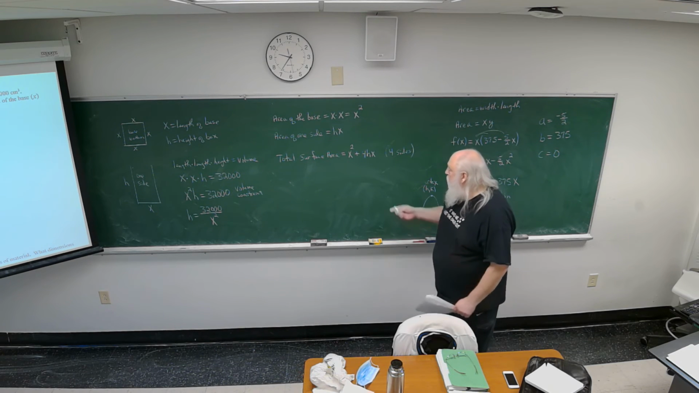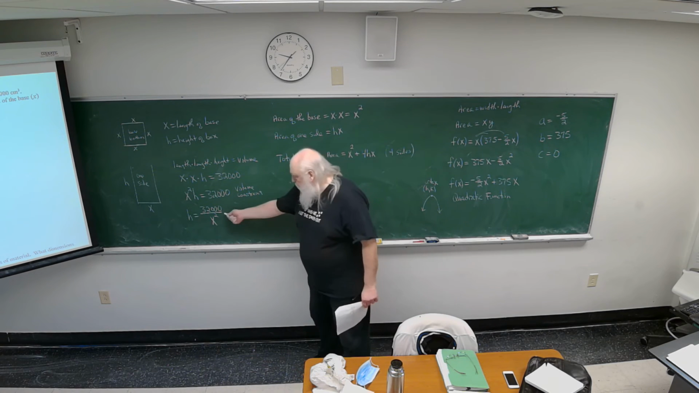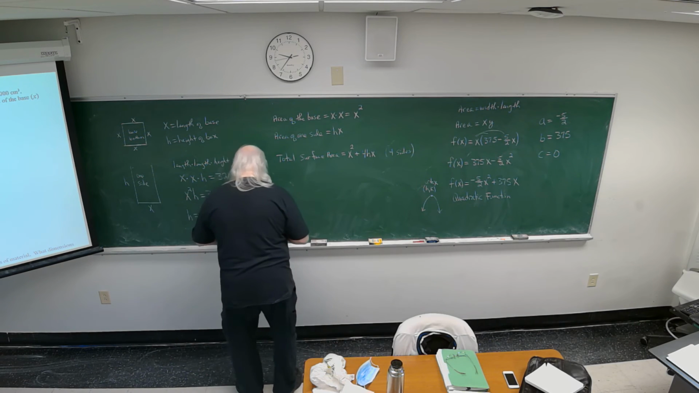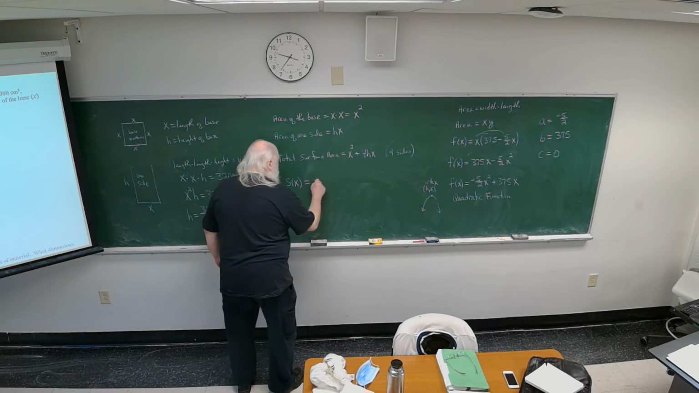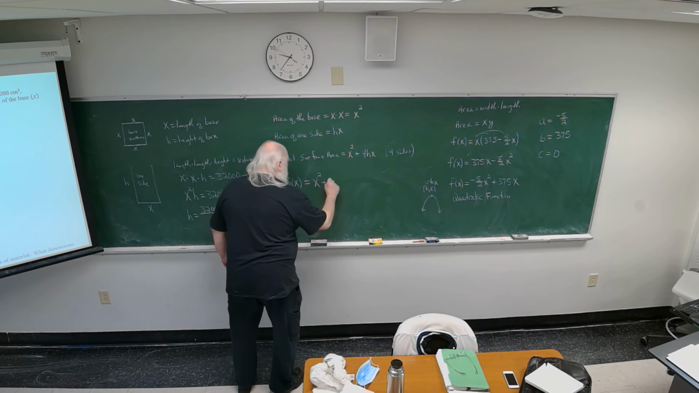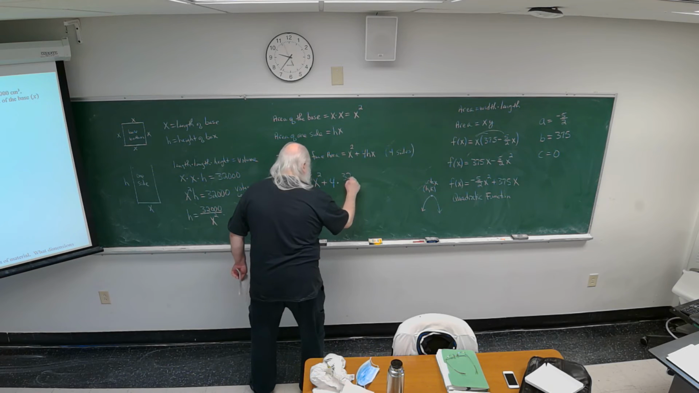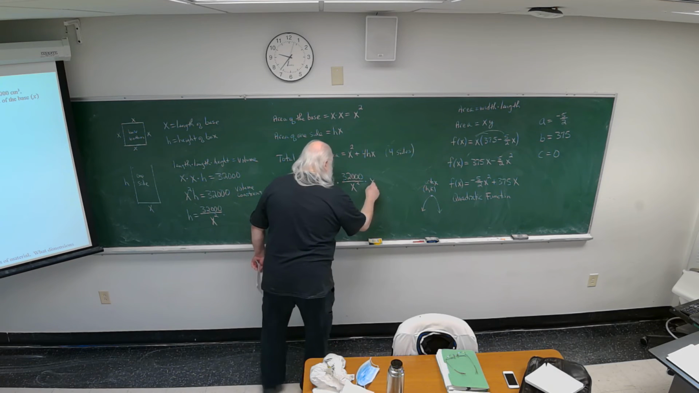So now we can write the total area or the total surface area of the box as a function of x by replacing h with what it's equal to in terms of this. So the total surface area, S of x, is equal to x squared plus 4 times h, which is 32,000 over x squared, times x.